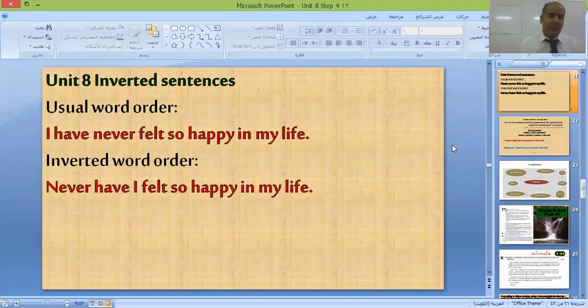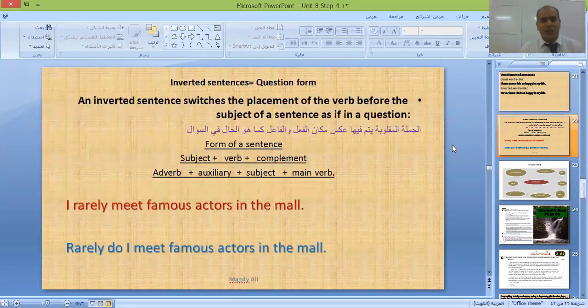Do you notice what's happening? We begin with the adverb, then an auxiliary verb, then the subject, then the verb. Let's see another example. An inverted sentence switches the placement of the verb before the subject of a sentence, as if in a question. الجملة المقلوبة or inverted sentences بيتم عكس المكان الفعل والفاعل كما هو الحال في السؤال.